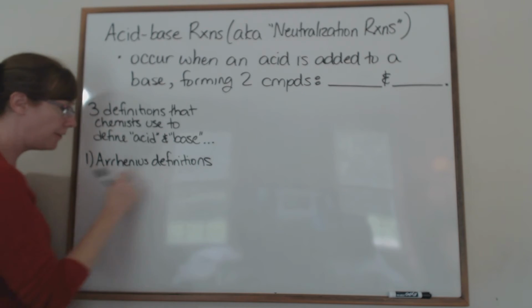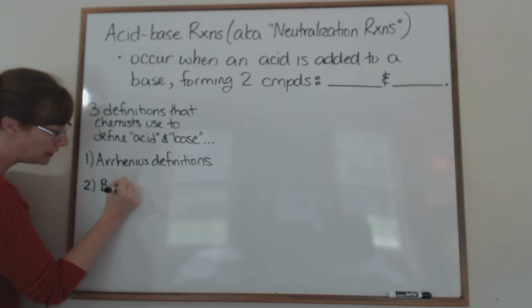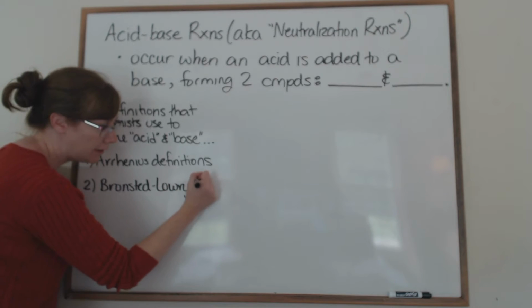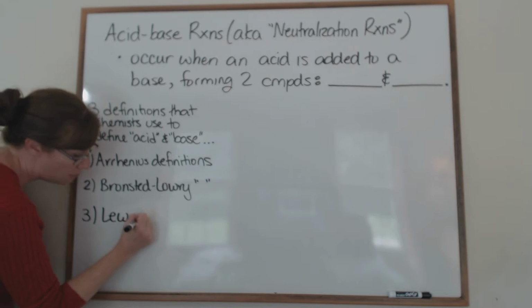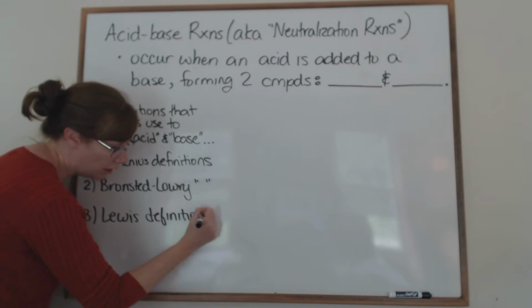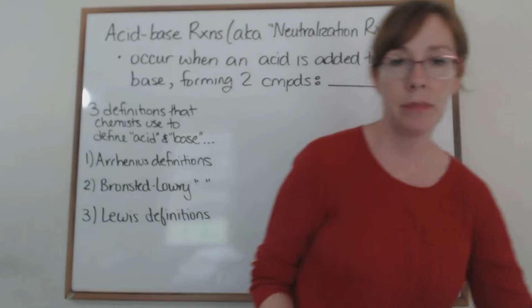Obviously named after the person who defined them. The second are called the Bronsted-Lowry definitions. And the third are called the Lewis definitions. Both of these will define both an acid and a base. So here's the issue here.